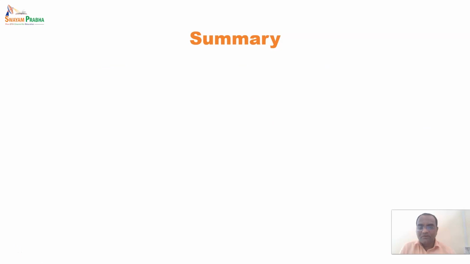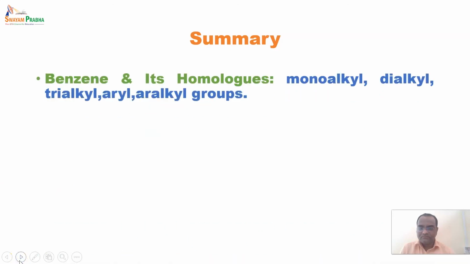Now we'll see a summary of today's lecture. In the first part we studied benzene and its homologs. Along with the structure we saw an example from each class. The first class was monoalkyl, with examples like toluene. After that, dialkyl, usually called xylenes, and we saw all three examples of xylenes having substitution of ortho, meta, and para.